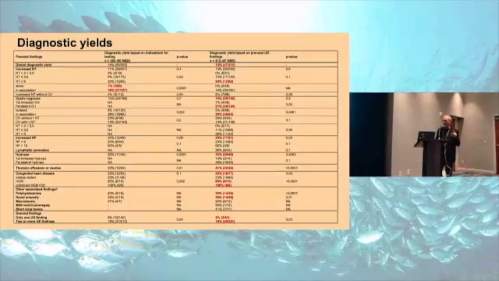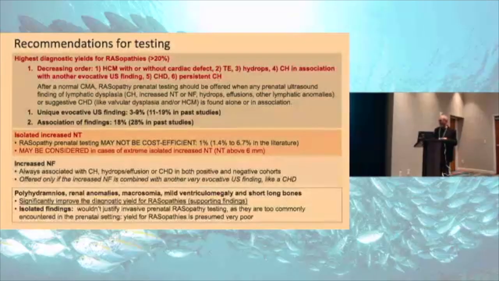Also, if you show polyhydramnios and renal abnormalities in combination with other prenatal findings, the diagnostic yield was very high. And we observed that with the increasing number of suggestive findings, you increase the diagnostic yield, starting from 3% if you have a unique finding, to 9% to 18% if you have 2 or more findings.